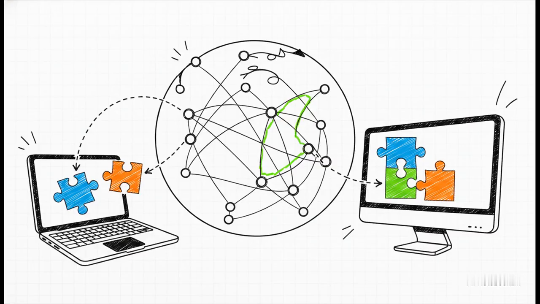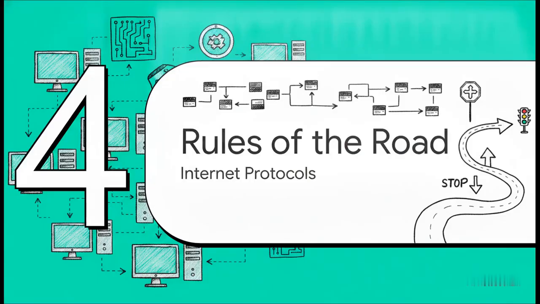One piece might route through New York, another through London, just dodging digital traffic jams in real time. But once they all arrive at your device, it flawlessly snaps the puzzle pieces back together to display the website. Next up, section 4, rules of the road.